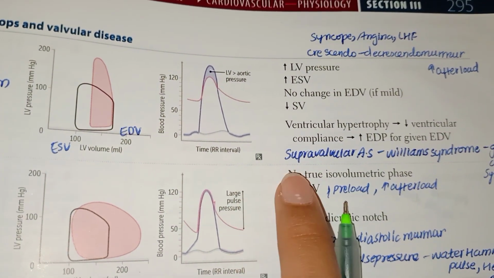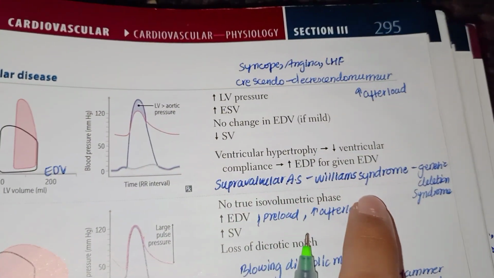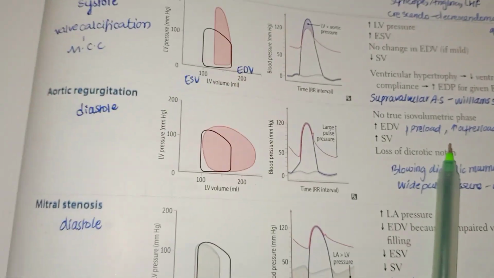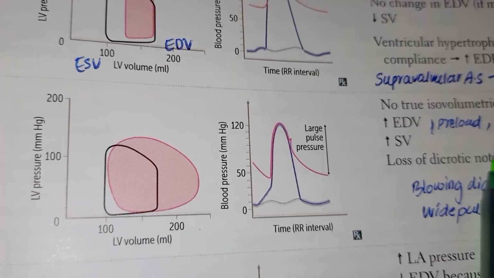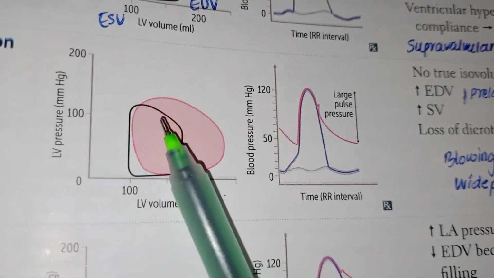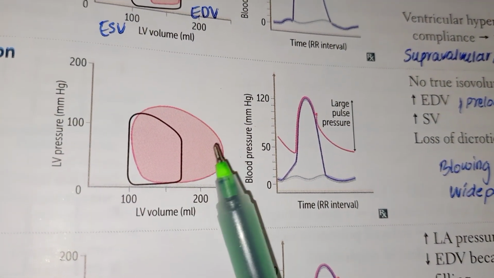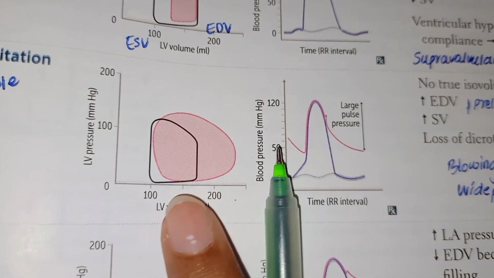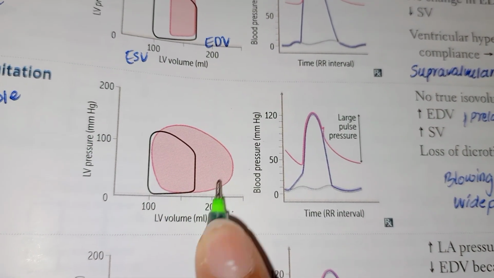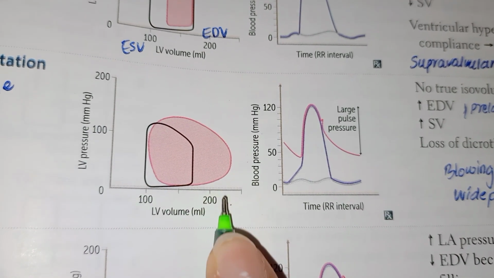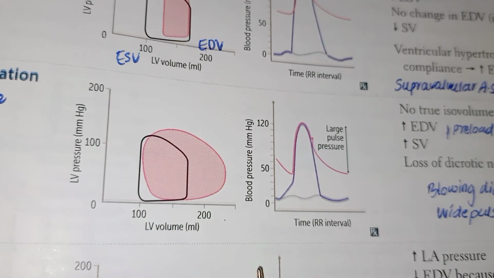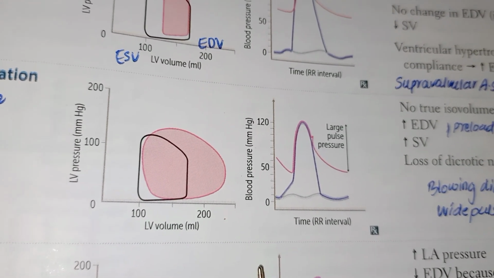There's another variant called supravalvular aortic stenosis. This is called Williams syndrome. It is actually a genetic deletion syndrome. Now let us try to guess this condition. So you can see here clearly that the stroke volume is increased, right? Because this orange area has crossed the black line. So stroke volume is increased, and you can also see the end diastolic volume is increased, because it is normally somewhere here, but it is about 200, 250 something like that. So increased end diastolic volume is nothing but increased preload.